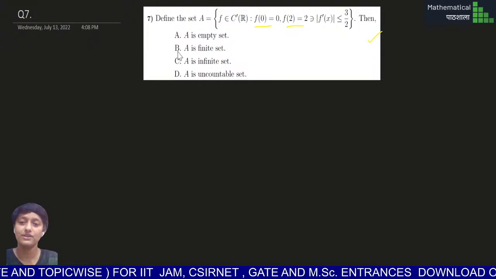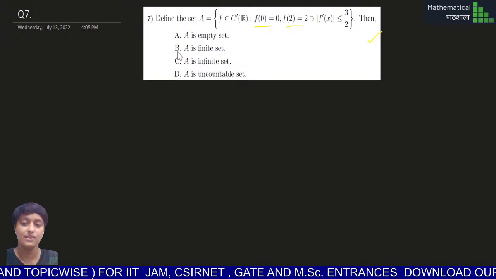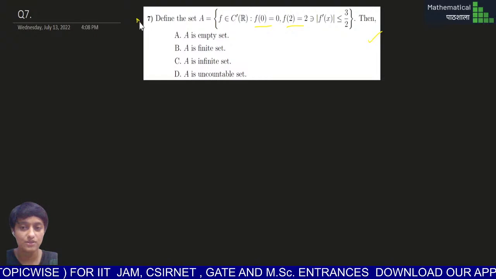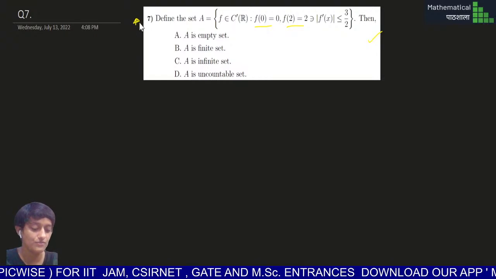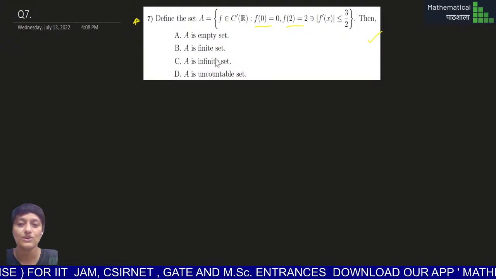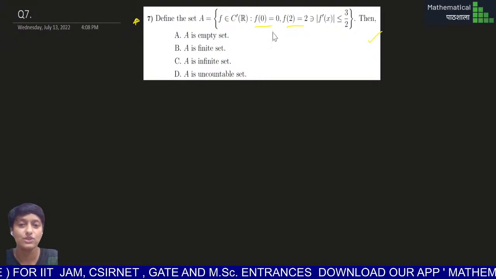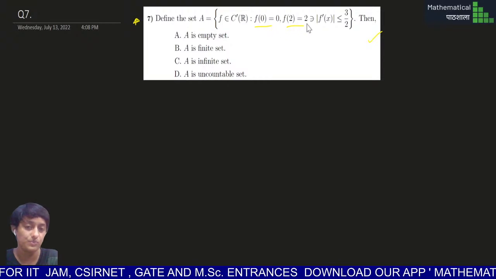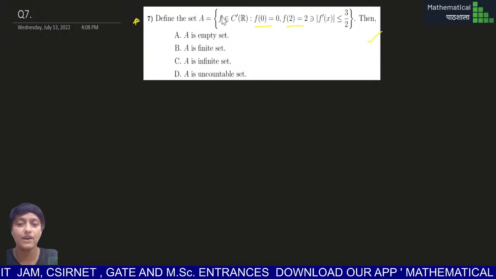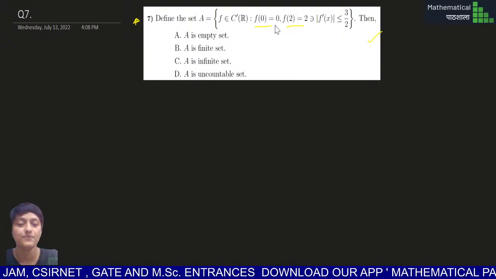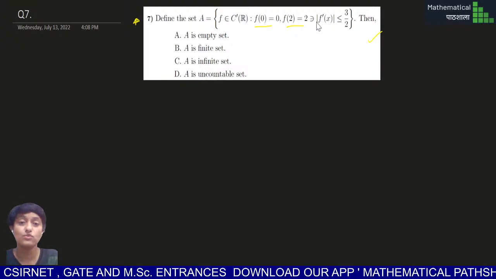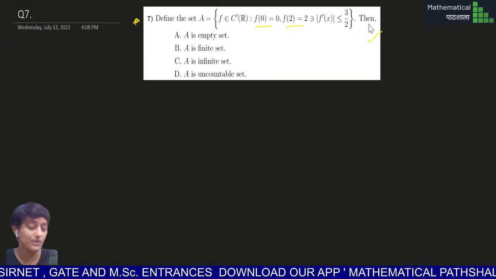Okay, actually I have solved this question earlier also, but there was some confusion. Many students were having some confusion in this question, so I am repeating it. We are given f(0) = 0 and f(2) = 2. We have a set A having all the functions from R to R with f(0) = 0, f(2) = 2, so that the absolute value of f'(x) is less than or equal to 3/2.